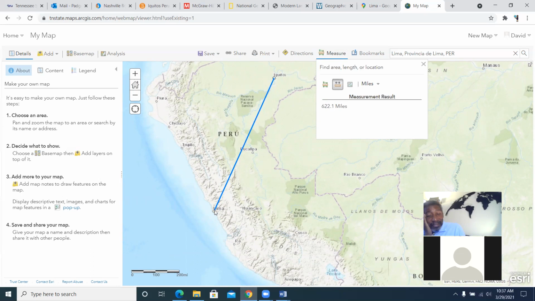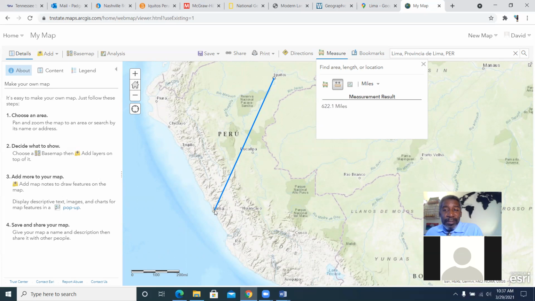So let's see, it's 250 miles from Nashville to Atlanta. It might be about 600 miles from Nashville to Miami, maybe. I can measure it out, I won't, but I'm thinking that's about right. Very close to 600 miles from Nashville to Miami. Just to give you a frame of reference in terms of distance, okay?